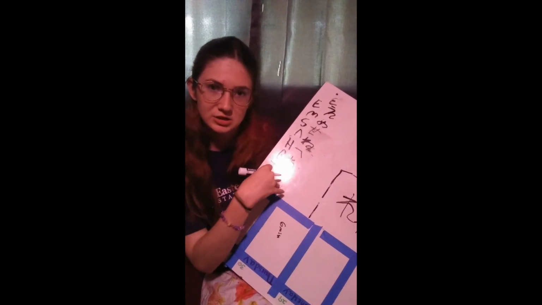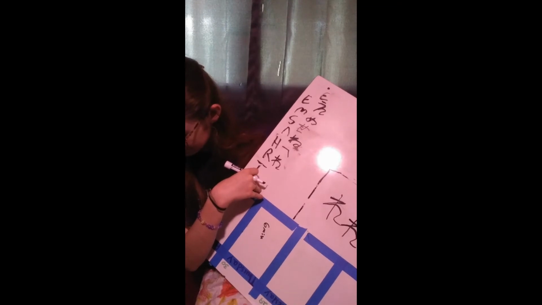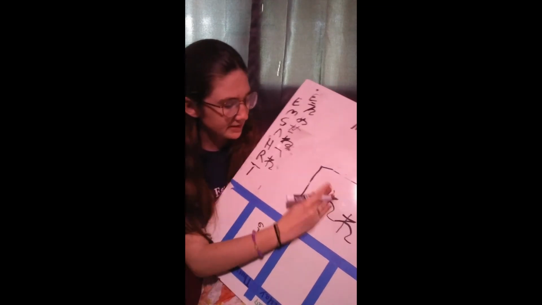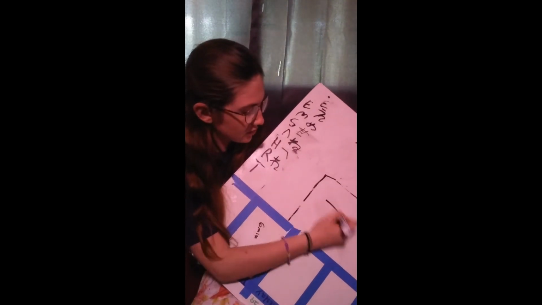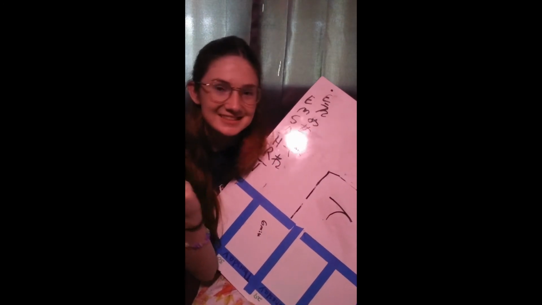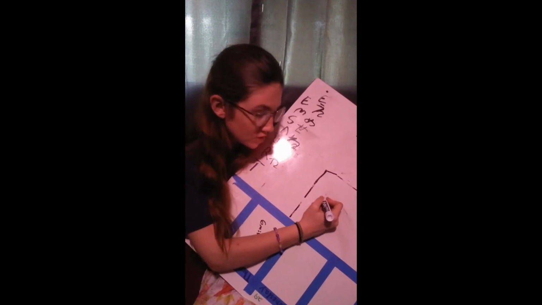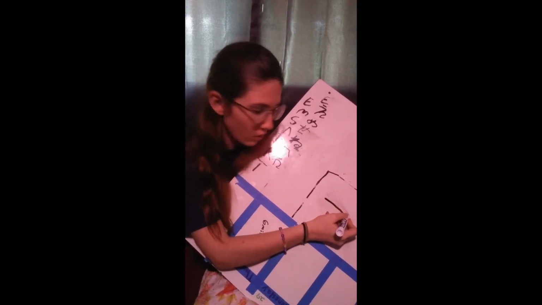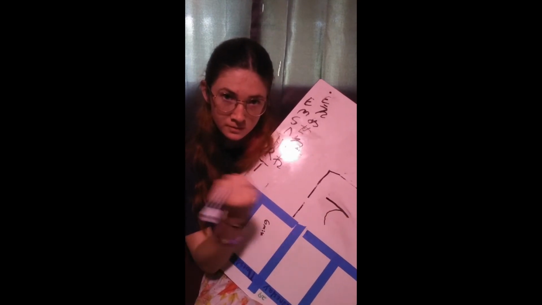So now we are to T. And this is pretty easy. Te. It's like you're saying te, te, te, like T. And you're going to make... There you go. It's a T for te. Let me do that again. Slow motion. Te.